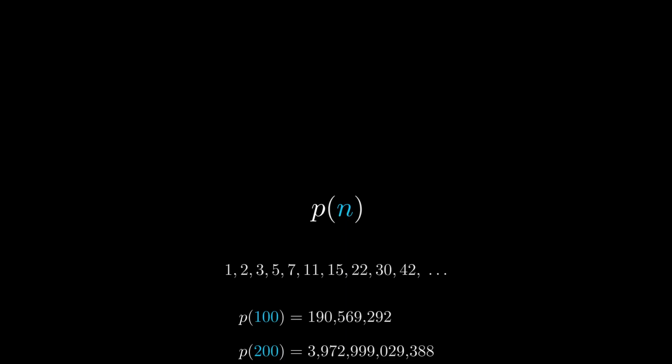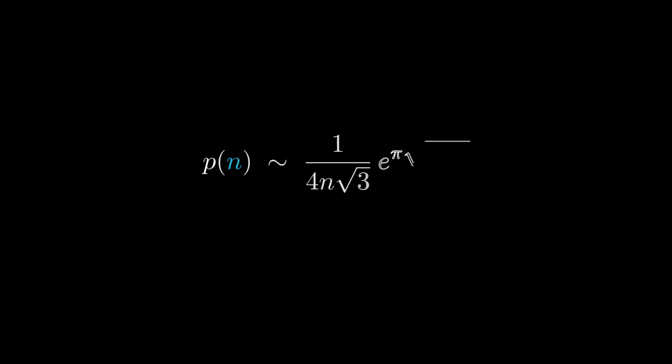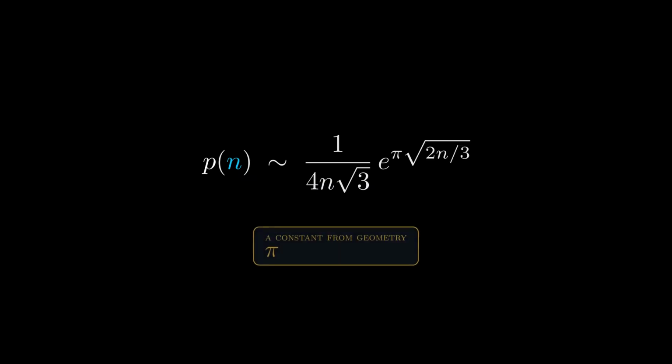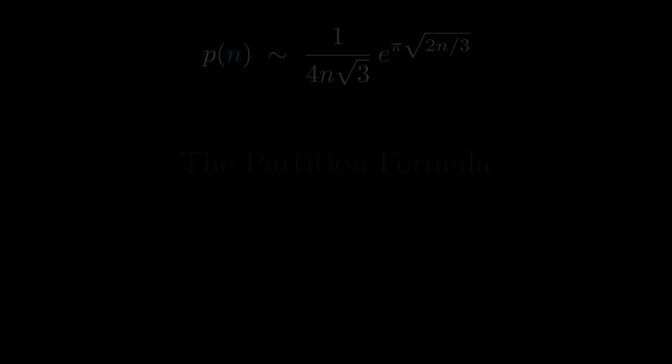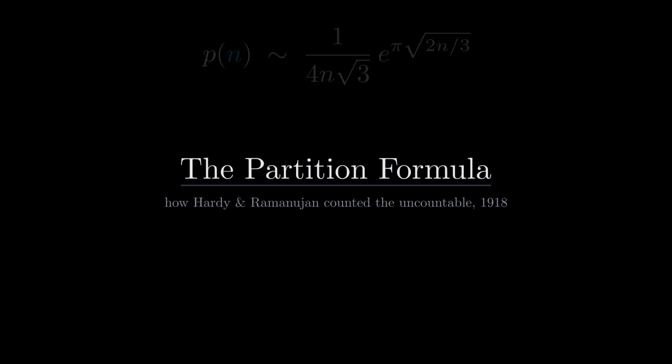By 100, the count is already 190 million. By 200, nearly 4 trillion. And yet, this wild count of nothing but whole numbers is captured, astonishingly well, by a single smooth formula. Look closely at it. There's a square root, there's the number e, and right there, deciding how fast it all grows, is pi. In 1918, Hardy and Ramanujan found that formula, and the way they found it is one of the most beautiful arguments in all of mathematics.